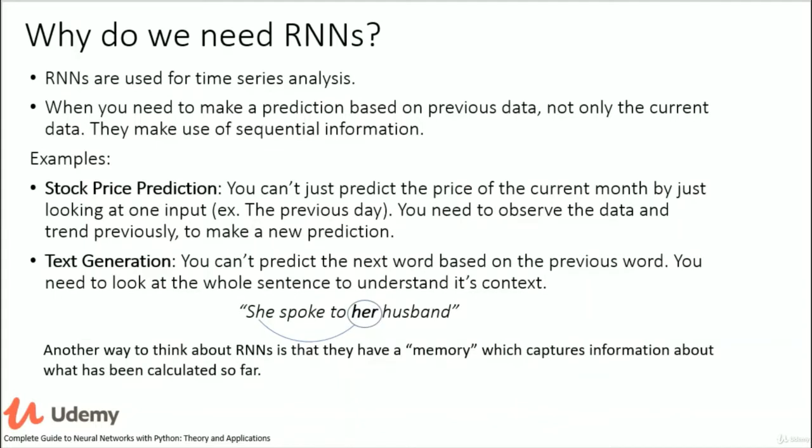Basically, RNNs are used for time series analysis. When we want to make predictions based on previous data, not only the current data, then we need to use RNNs. So they make use of sequential information. Another way to think about RNNs is that they have memory. They record what happened previously, capture this memory, and make the prediction based on it.